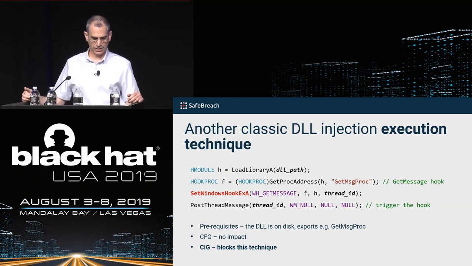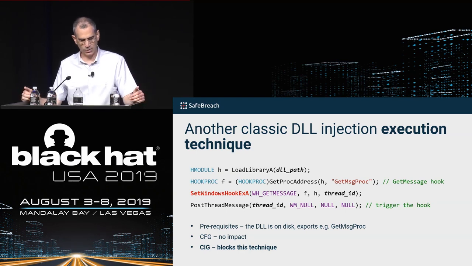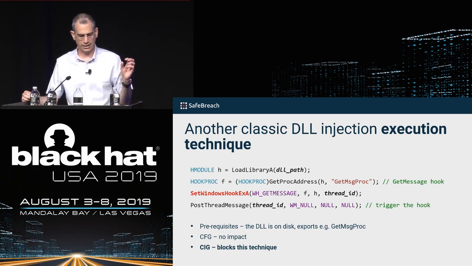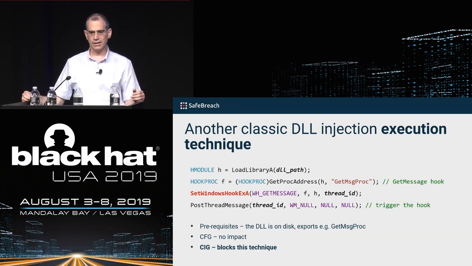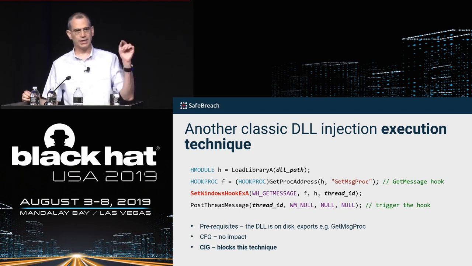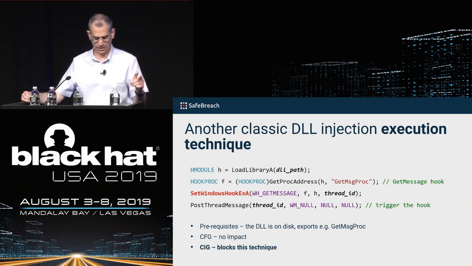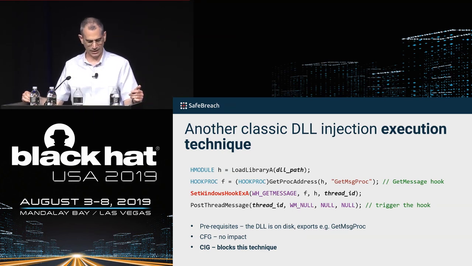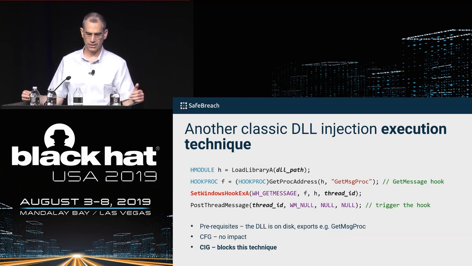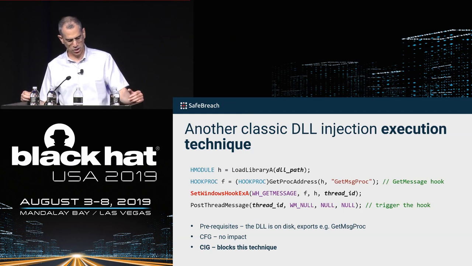Another classic DLL injection technique is using SetWindowsHookEx, in which case the idea is that malware provides Windows with a DLL to be loaded whenever a specific event is triggered in the target process. Following this SetWindowsHookEx, we artificially trigger this event in the target thread, and it forces loading our DLL and executing the event handler function in this DLL. Of course, the prerequisite is that there's a DLL on disk and it exports the required function, which is obviously under the attacker's control, no problems there. And again, CIG will block this technique.